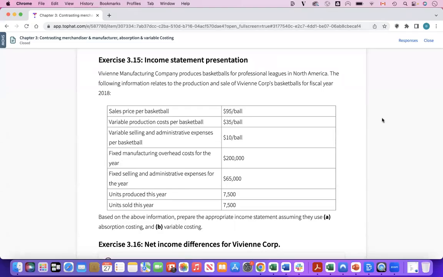All right, we're going to look at income statement presentation under both absorption costing and variable costing using this example here. Vivian Manufacturing Company produces basketballs for professional leagues in North America. The following information relates to the production and sale of Vivian Corp's basketballs for fiscal year 2018.